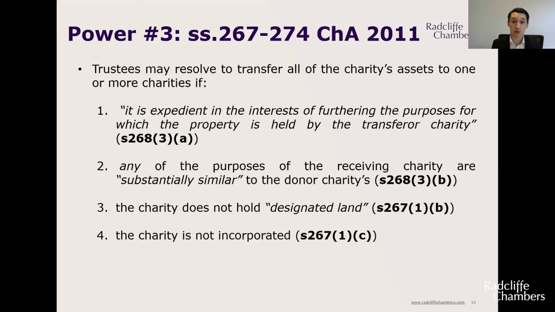Fourthly, this can only apply where the giving charity is an unincorporated charity. Now, that's not a problem for us. We're talking about incorporation, but it wouldn't work if you wanted to transfer assets from a company limited by guarantee to a CIO.